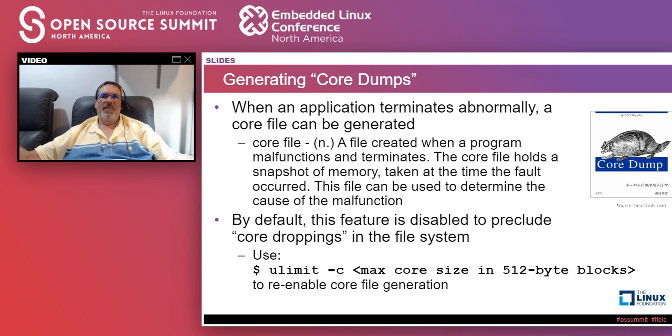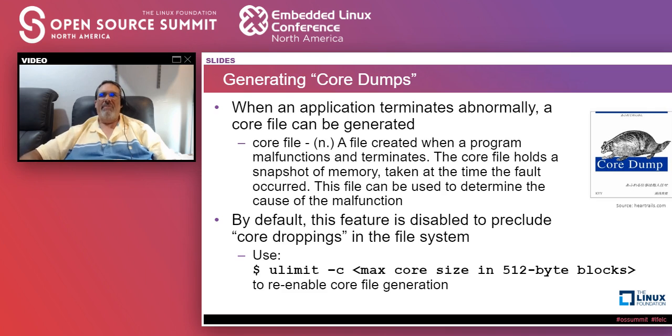So this is normally turned off because if you have an application that terminates, it'll leave a core dump, which is a big chunk of memory that's basically been written off to disk. And people will forget about those things, and they have a tendency to collect. So the default case in Linux is to turn off core dumps.